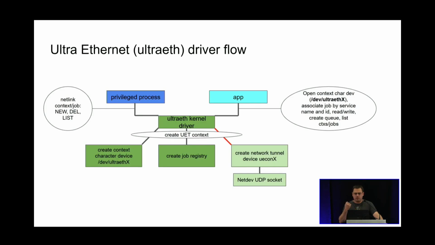When an app wants to do any communication, it first has to open a special character device that is created for the context, which is in /dev/ultraeth. It has to get associated to a job by a service name and job ID. And then it can start doing reads and writes. Right now, I'm saying reads and writes on purpose. We don't have queues or any zero copy yet, so it's just simple communication right now. Not that effective.